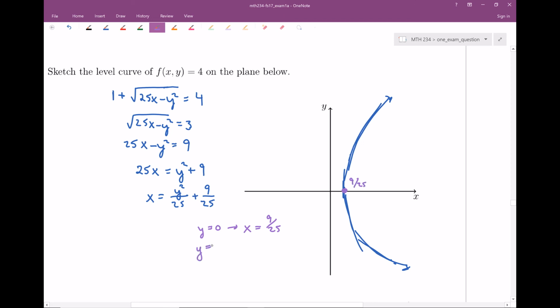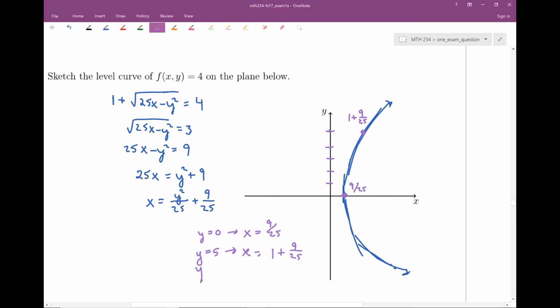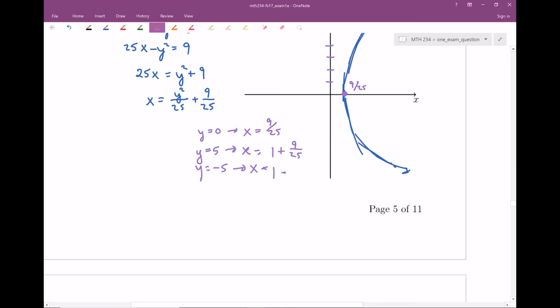If I chose y equal to 5, similar to before, I would get x equal to, let's see, 5 squared is 25, 25 divided by 25 is 1, plus 9/25. So when y is 5, this x value right here is 1 plus 9/25. It's just this point here, 9/25, but shifted over 1. Likewise, when y is equal to -5, I plug that in, and -5 squared is 25, 25 divided by 25 is still 1, and so I get 1 plus 9/25. So when y is equal to -5, we get that x is again 1 plus 9/25.